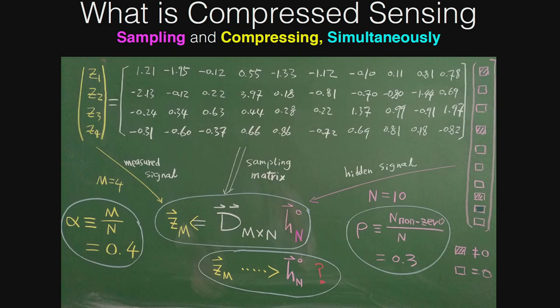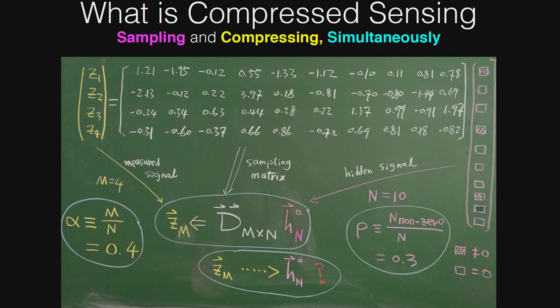The problem is quite well defined, quite easy. You have a matrix, and you have a sparse signal. The task is to reconstruct the original sparse signal from the measured vector Z. You can regard each row of this matrix as a measurement. The number of measurements is M, in this case 4, and the instance dimension is N, in this case 10.